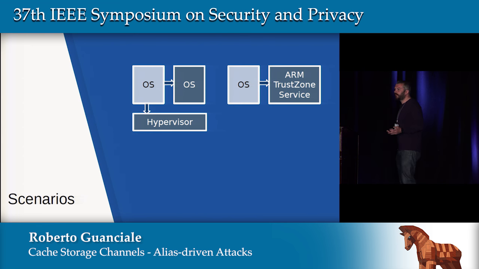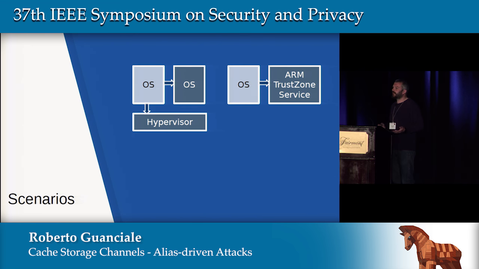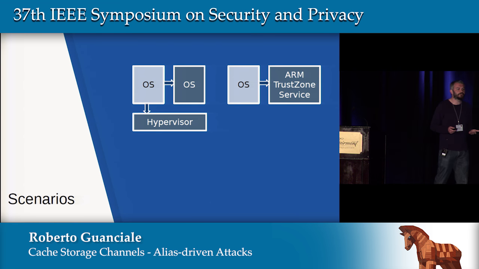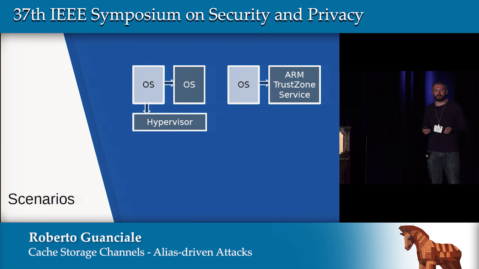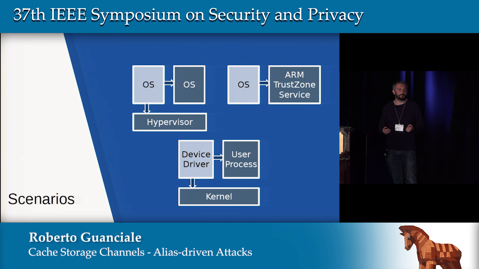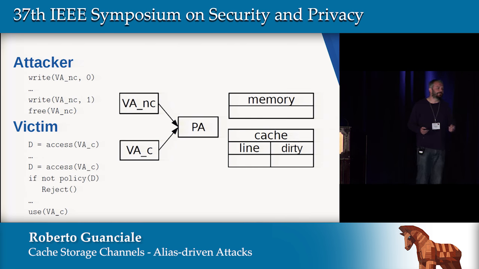Or this can be an operating system that is trying to attack a secure software that is deployed in some specialized security domain of the CPU, like ARM TrustZone or Intel SGX. Or this can be a device driver that is trying to attack a user process or a kernel in a microkernel environment. So in all these cases, the attacker, mainly the operating system, is capable of changing the cacheability attribute of its own memory. So I can now finally present the attack.